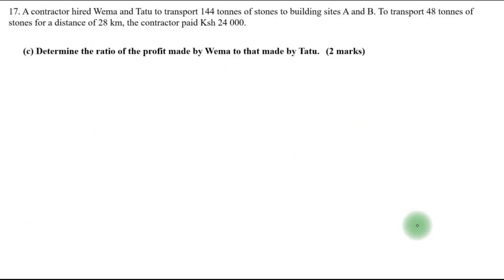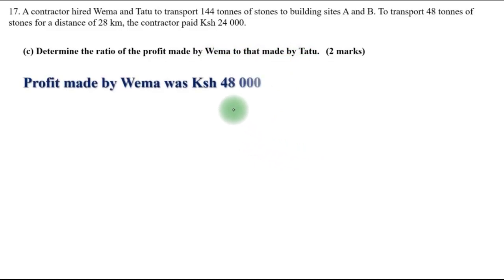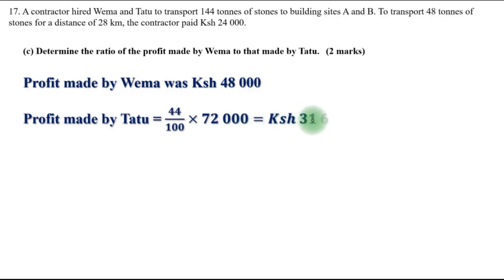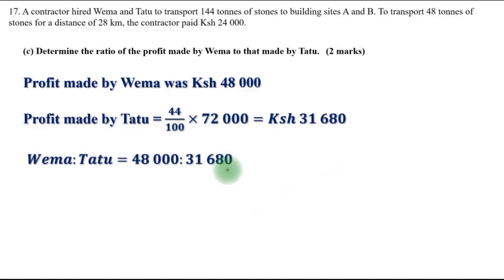Then part C of the question: determine the ratio of the profit made by Wema to that made by Tatu. The profit made by Wema was 48,000 as we calculated earlier, and the profit made by Tatu will be 44/100 times 72,000, which is 31,680. Then we compare the ratio of Wema to Tatu, which is 48,000 is to 31,680. If you work this out, we shall get the ratio 50:33. So that is the ratio in which the two made the profit.